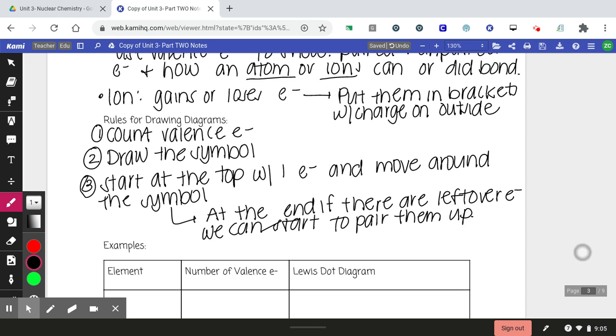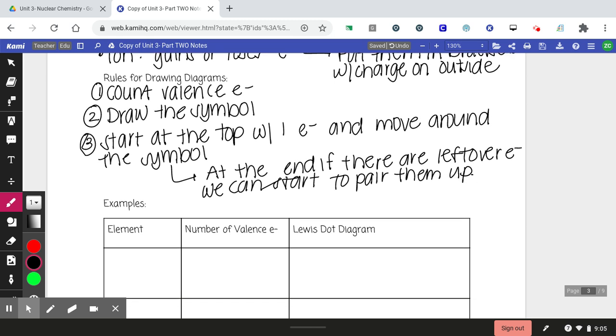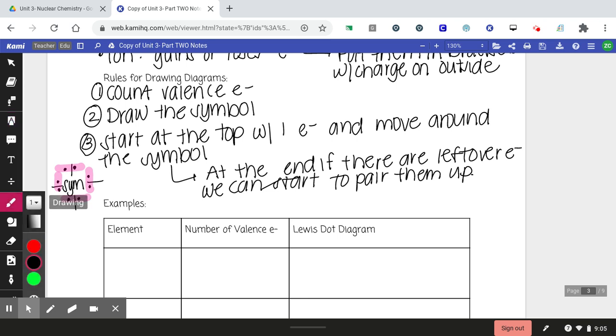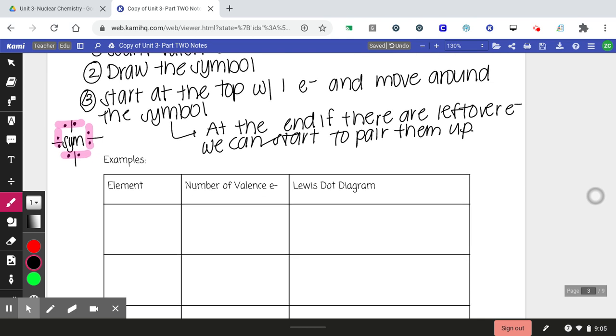Okay, and when we draw these, there's kind of 4 quadrants. There's the top, the right, the bottom, and the left. So if we have our symbol here, we have these 4 quadrants. So again, let's say we have 8 valence electrons. We'd start up here, 1, 2, 3, 4. And then if we have 8, we can go back around 5, 6, 7, 8. So we can have a total of 4 pairs. This would be a pair here, here, here, and here. We're not always going to have 8 valence electrons with our neutral atoms, but that's the point of them bonding, so that they get 8 valence electrons and 4 pairs.